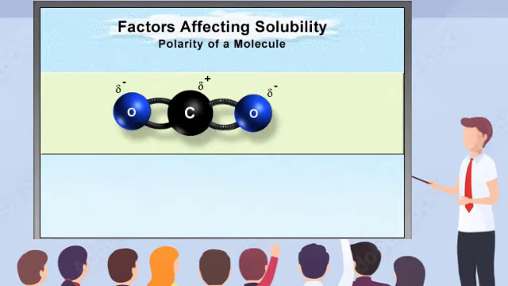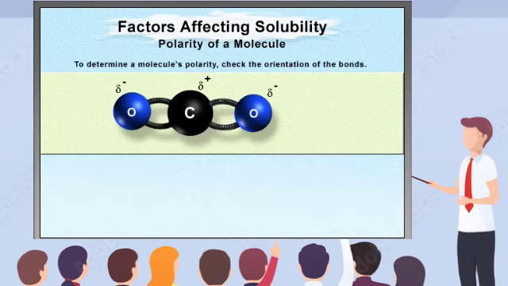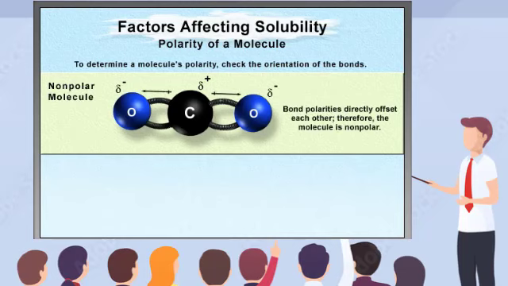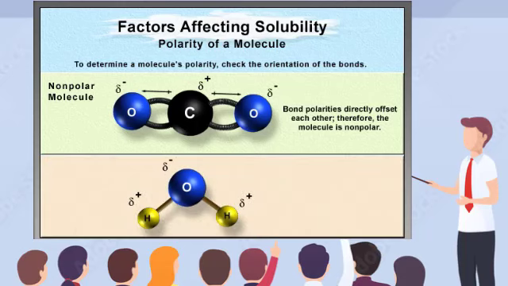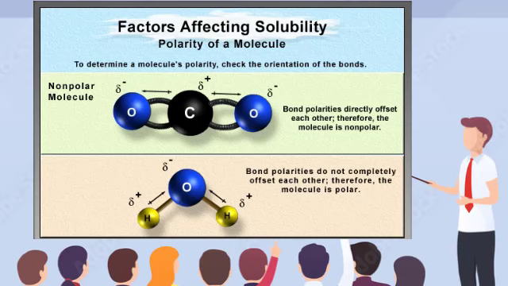A molecule that possesses more than one polar bond, such as carbon dioxide, is not necessarily a polar molecule. To determine a molecule's polarity, determine the orientation of all the bonds. If the polar bonds within the molecule completely offset each other, the partial charges cancel, and the molecule is nonpolar. In contrast, if the polar bonds do not completely offset each other, as in a water molecule, the partial charges do not cancel, and the molecule is polar.